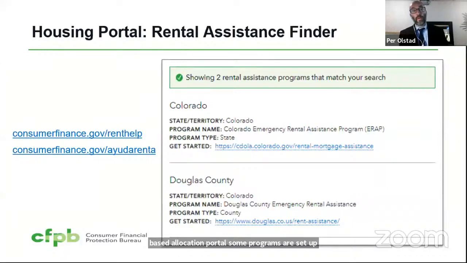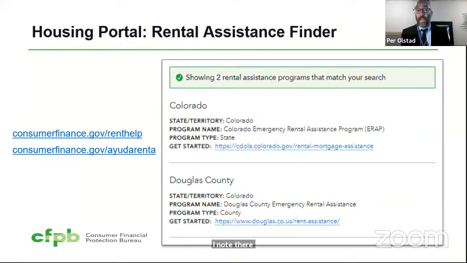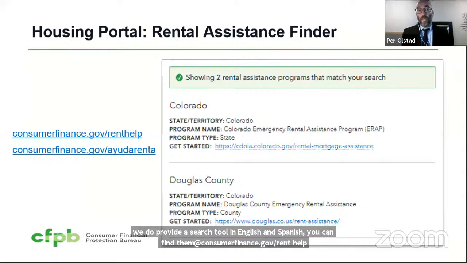Usually it's a URL. Now, I did want to note that we do provide the search tool in both English and Spanish. You can find them at consumerfinance.gov/rent help in English or consumerfinance.gov/ayuda renta in Spanish. Next slide.